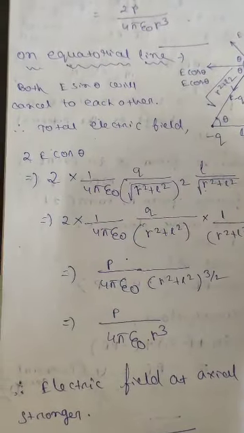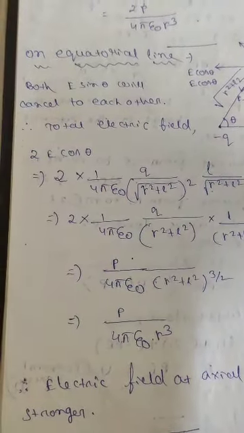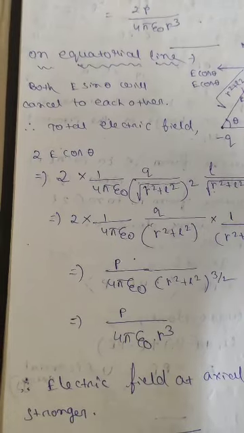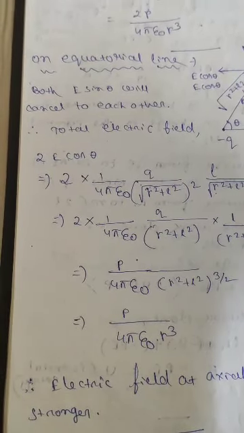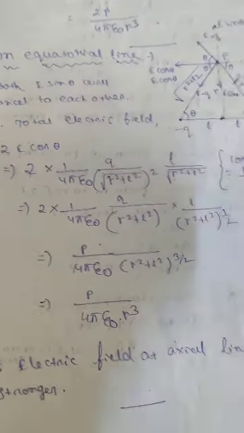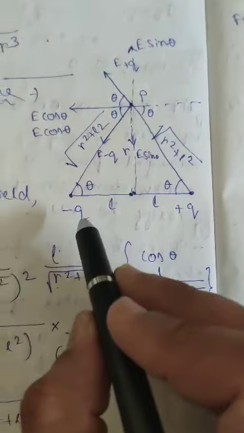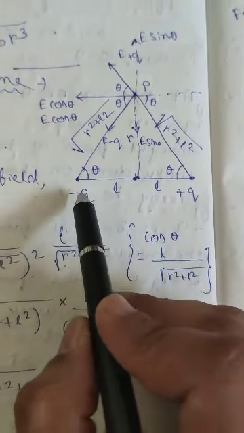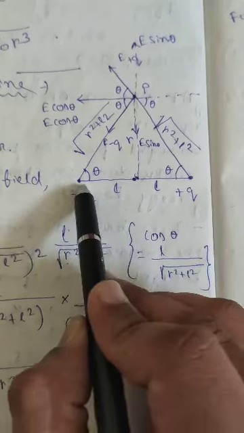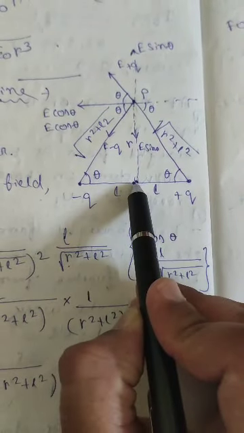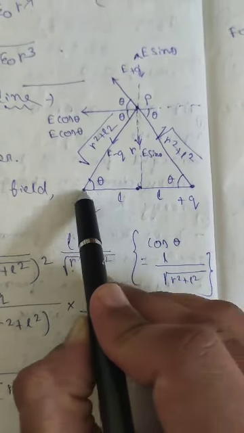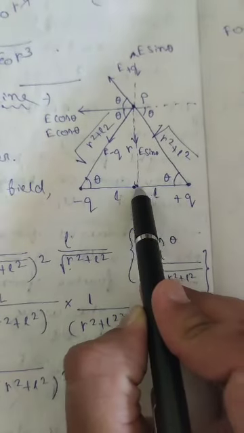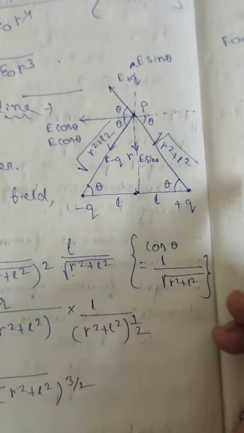Students, last class we have studied about the axial line. Now we will study the equatorial line. Let us see this picture. My dipole is present like this, minus q and plus q. This is the midpoint of the dipole, and from the center the distance is L on each side.